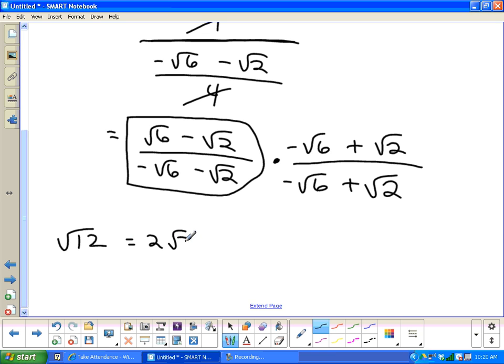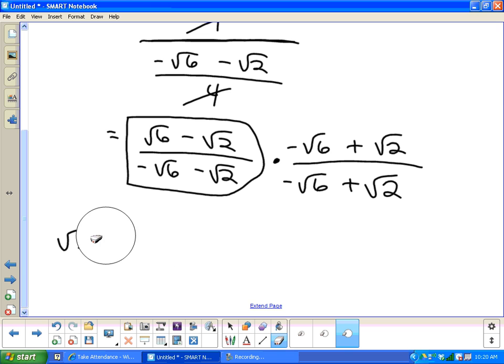Right, yeah, 2 square roots of 3. All right, so just remember, when we get a square root of 12, let's just go ahead and write that as 2 square roots of 3 because you're going to see it often. Now, let's start multiplying this out and rationalizing.